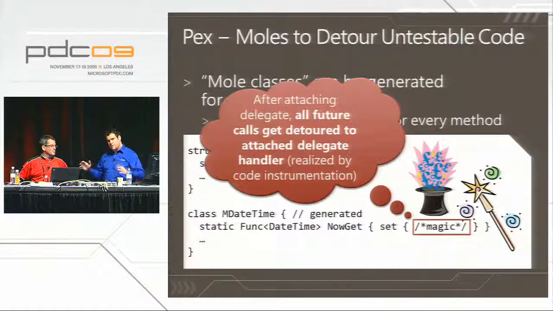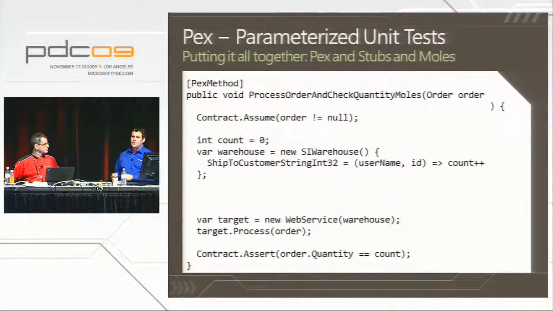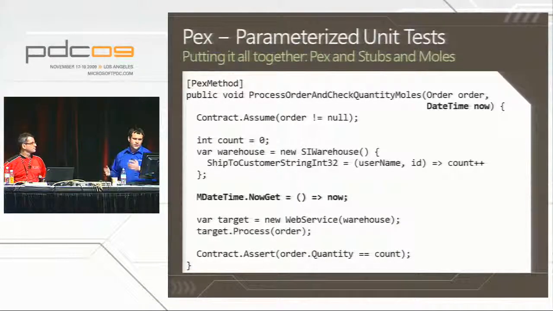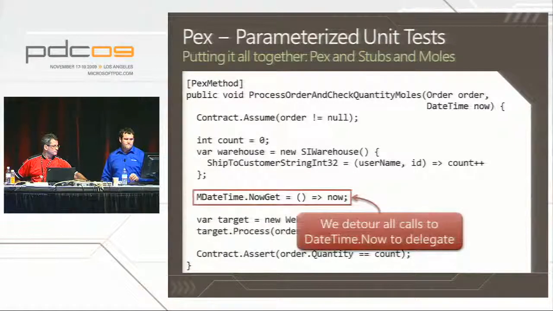Just as PEX can analyze all the code from the test to the product code and the contracts, PEX can redirect a call at any place to your delegate. So I can put this all together now. This is the unit test we had before, and all I have to do now is add a line that redirects DateTime.Now as we discussed. And then all calls will be detoured.